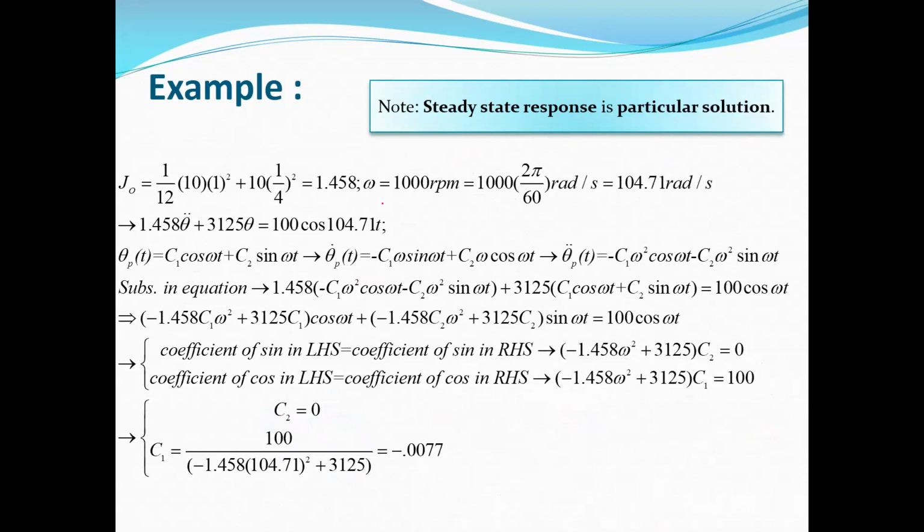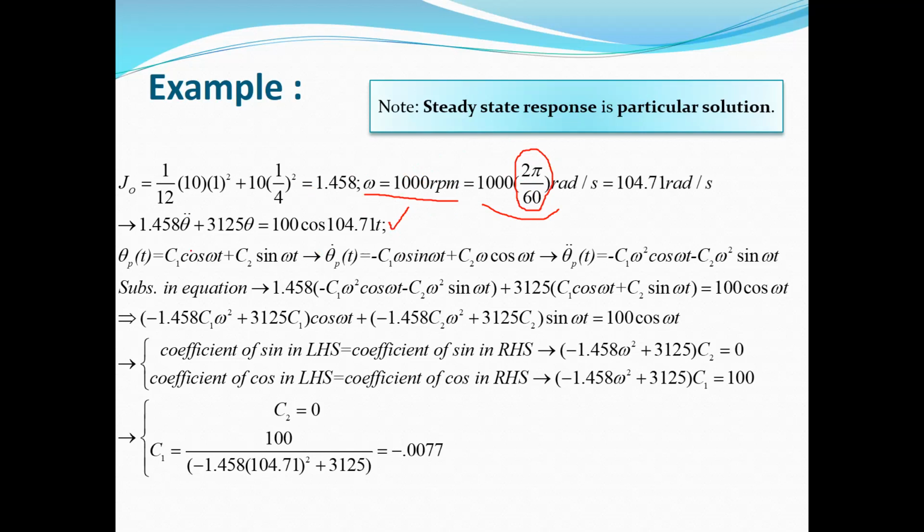So here we can substitute the numerical values. As I told you, for omega, which is 1000 RPM, we should convert it into radian per second. For this purpose, we multiply by 2 pi and divide by 60. So from RPM to radian per second, we can use this term to convert, and then we can substitute into the equation. So this is the equation of motion.